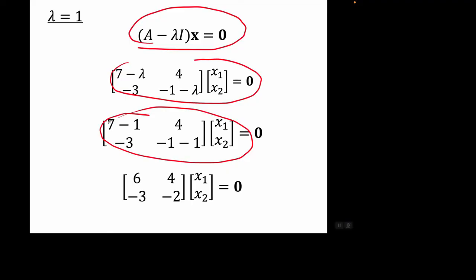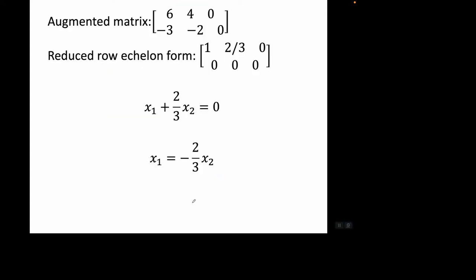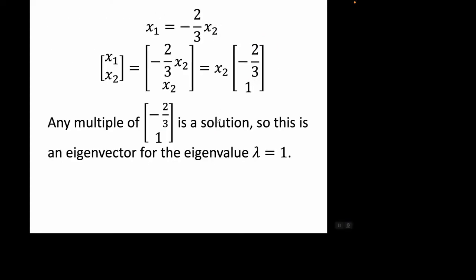7 minus 1, 4, negative 3, negative 1 minus 1. That simplifies to [6, 4; negative 3, negative 2] times [x1, x2] equals 0. Here's the augmented matrix. This is what the reduced echelon form of that matrix looks like. So we have x1 plus 2/3 x2 equals 0. In other words, x1 equals negative 2/3 x2.